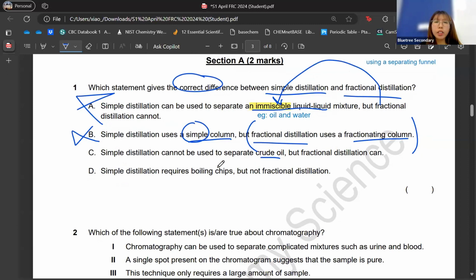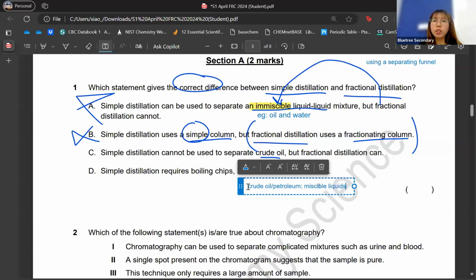Okay, so it is true that simple distillation is not able to separate crude oil. So if all of you recall, crude oil, also known as petroleum, okay, they are what we call a miscible liquids mixture. If you understand the keyword immiscible, you will understand the keyword miscible. It's the opposite. So if immiscible means do not mix well, then miscible means that the liquids mix well.